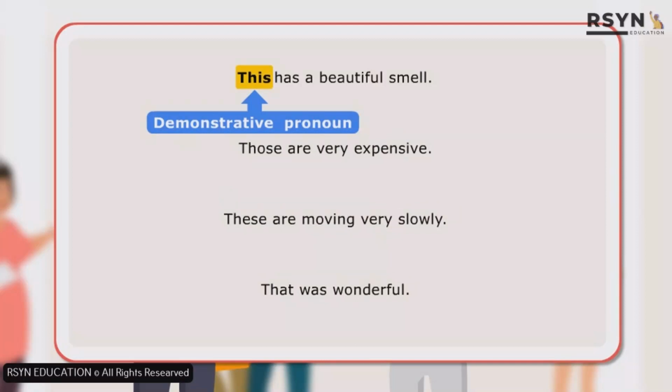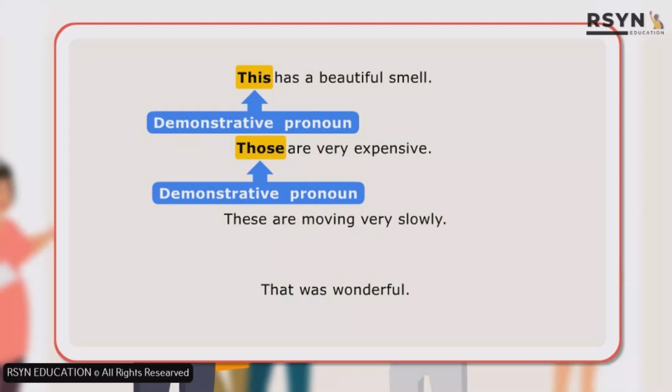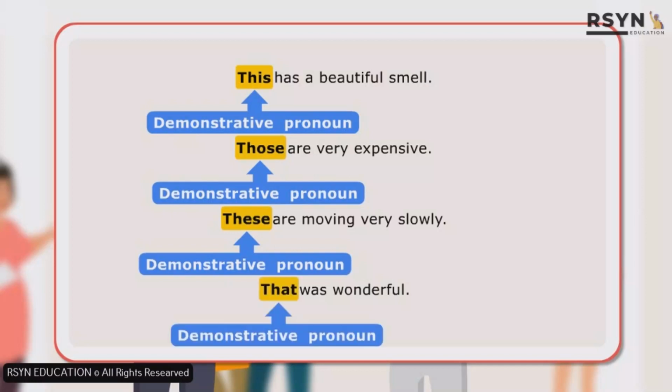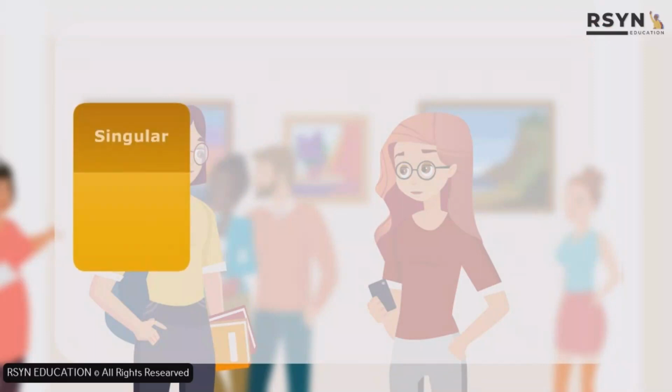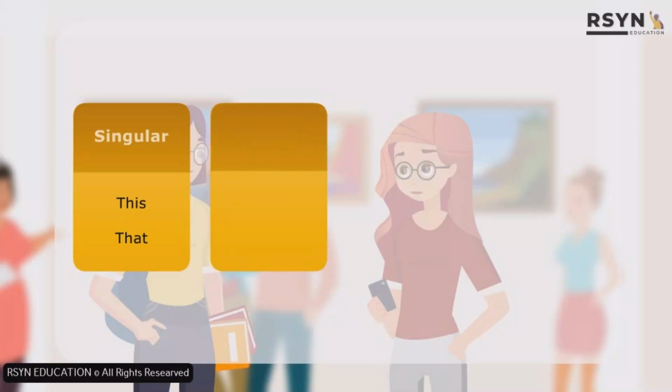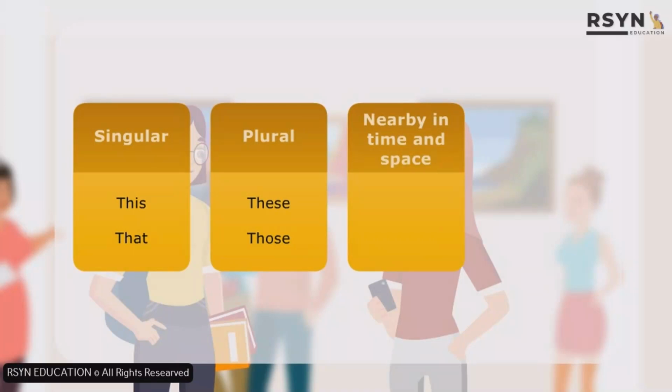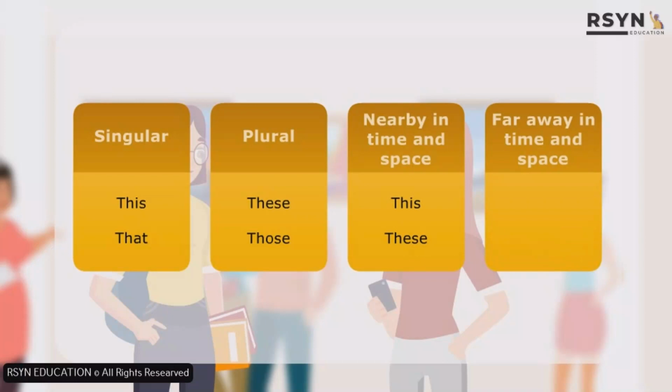In the first sentence, this is a demonstrative pronoun since it is used in place of a noun and refers to something nearby. In the next sentence, those is used to refer to a noun far away and is a demonstrative pronoun. In the third sentence, these is a demonstrative pronoun and used for a noun close by. In the last sentence, that is a demonstrative pronoun used in place of a noun far away in time. Here is a list of some demonstrative pronouns. Singular: this, that. Plural: these, those. Nearby in time and space: this, these. Far away in time and space: that, those.